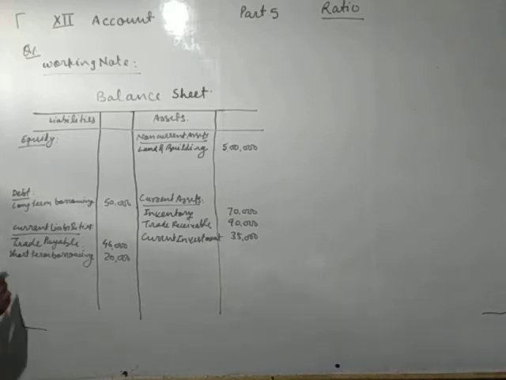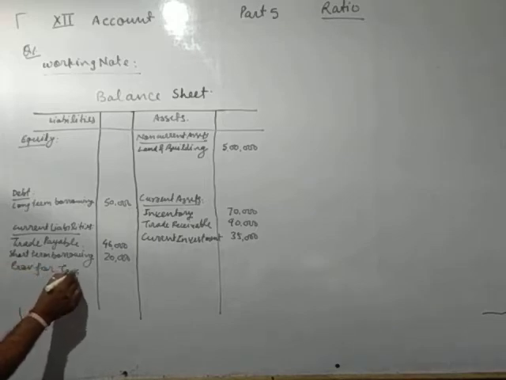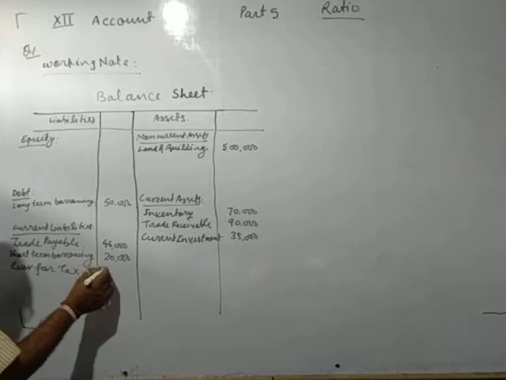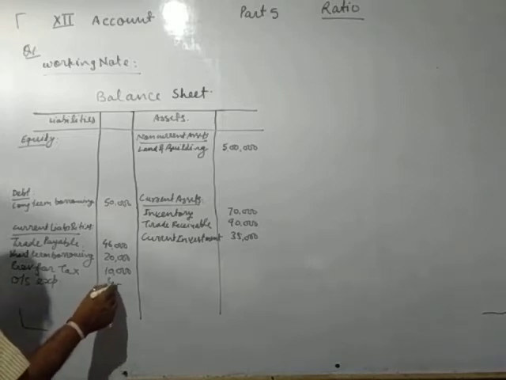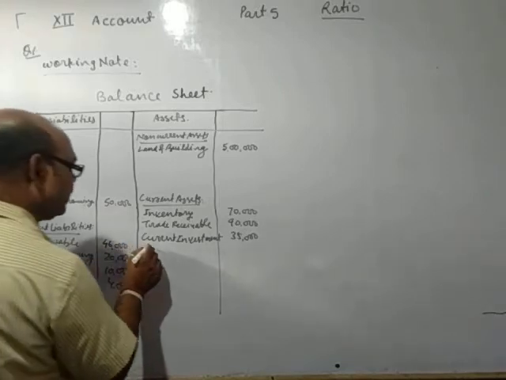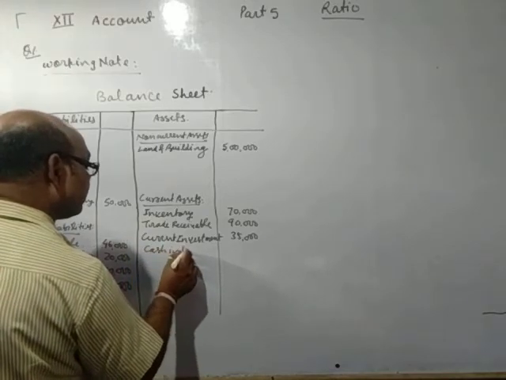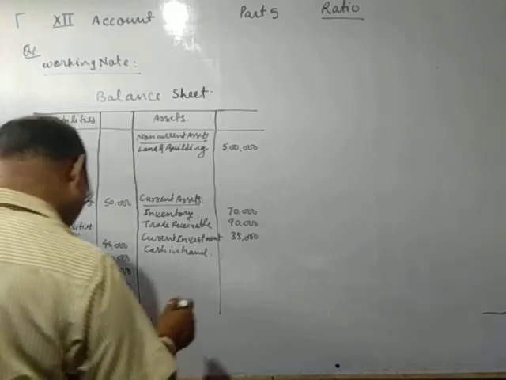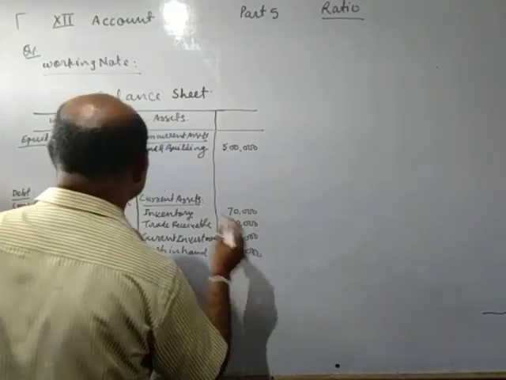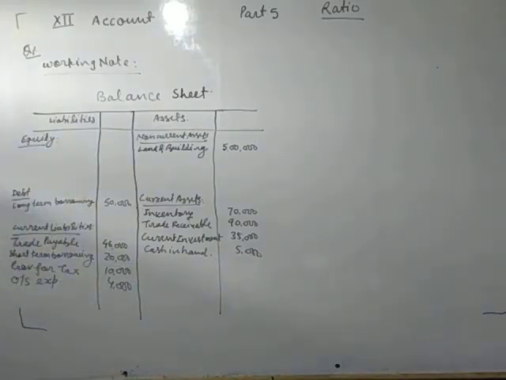Provision for tax, $10,000. Outstanding expenses, $4,000. Cash in hand is current assets. Cash in hand 5,000. So like this you will make the balance sheet.